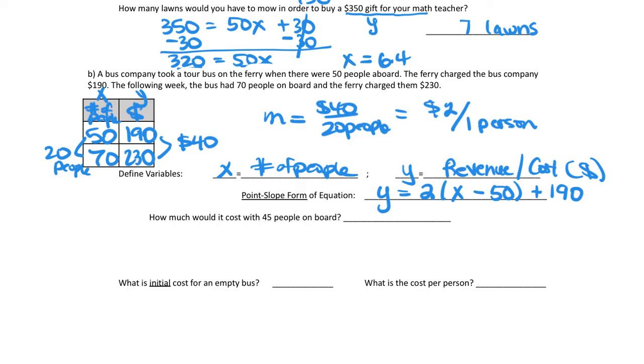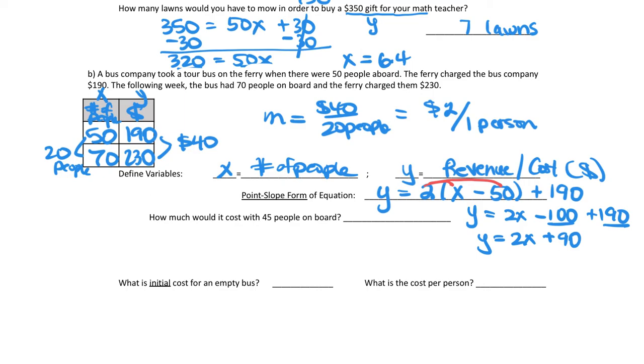Since I know later that I need to know the initial cost for the empty bus and the cost per person, I think it's helpful to put this in slope-intercept form. So I'm going to do it now, because it's easier than plugging the 45 into the more simplified equation. I'm going to start by distributing and then collecting like terms. So I would have y equals 2x minus 100. I still have that plus 190. Collecting my like terms here, I have 2x, and then that's going to be plus 90. That's my simplified equation. And then going from there, I'm going to plug in my 45.